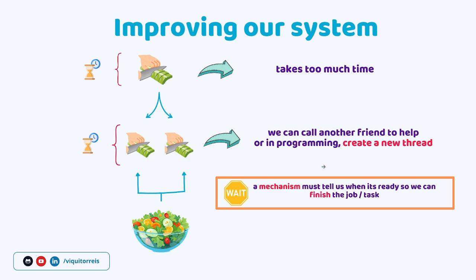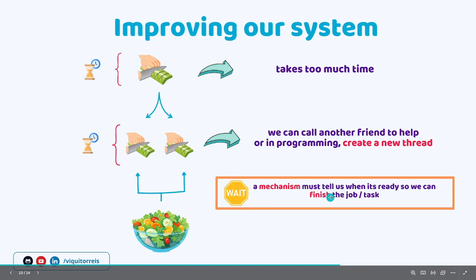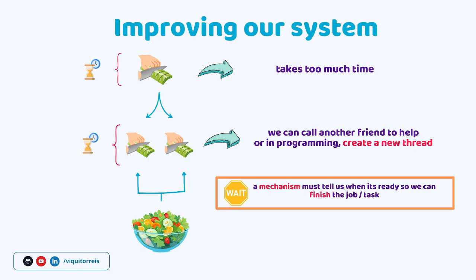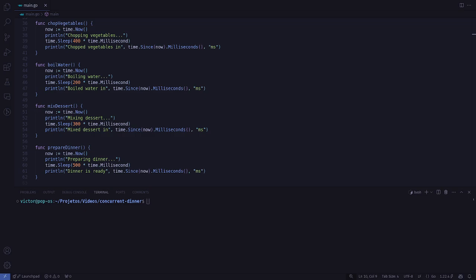So we can improve our system much better. You basically can spawn more threads, or in our case, just call a new friend. And of course we still need a mechanism to wait for this task to be finished so we can finish our job. Let's now understand how each of these tools would look in Go.